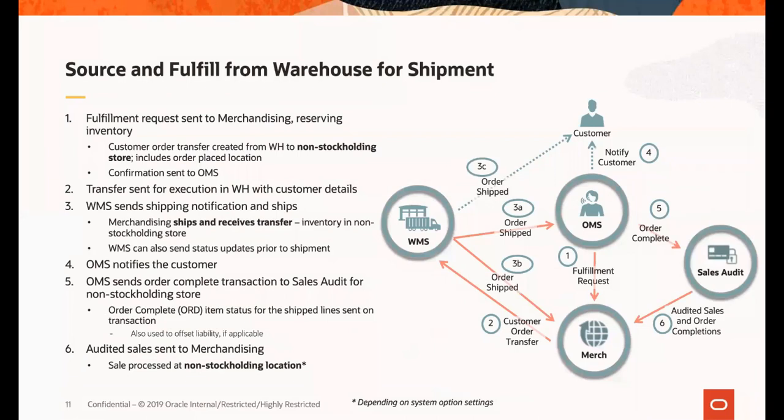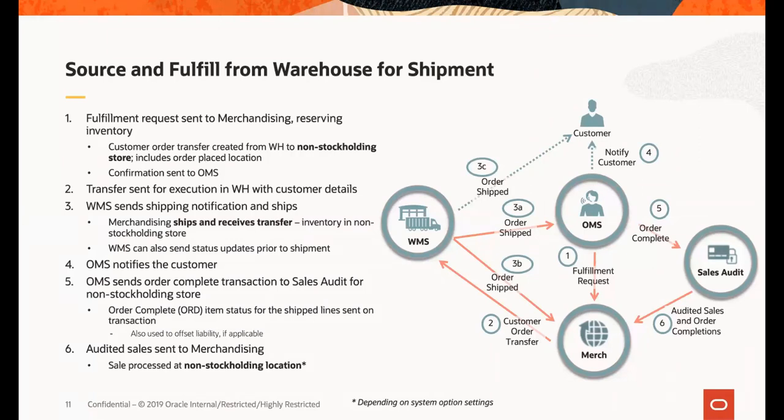So the first one is source and fulfill from warehouse for shipment. So this would be shipping from the warehouse directly to the customer. So the order would again start in order management because that is where they've determined where the order should be brokered.